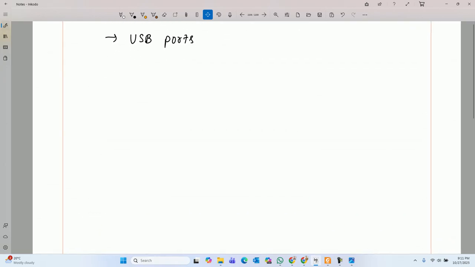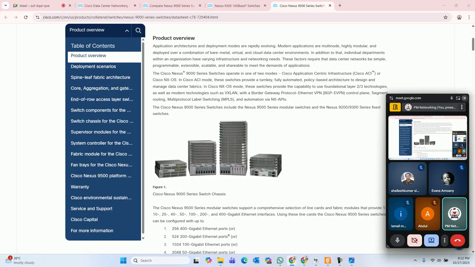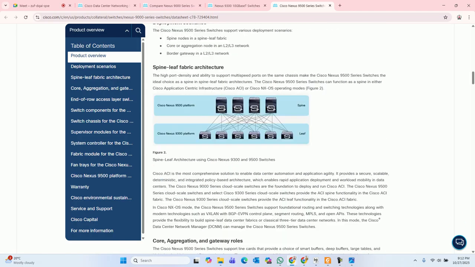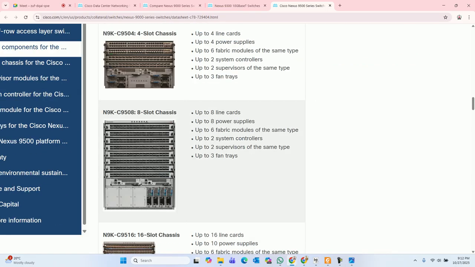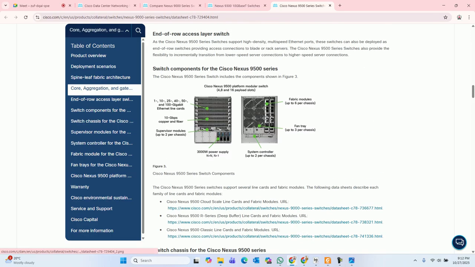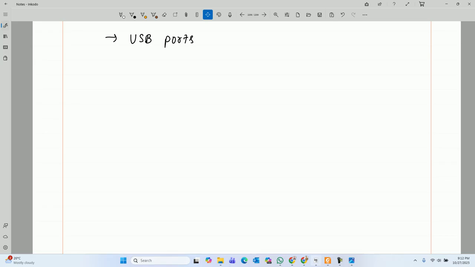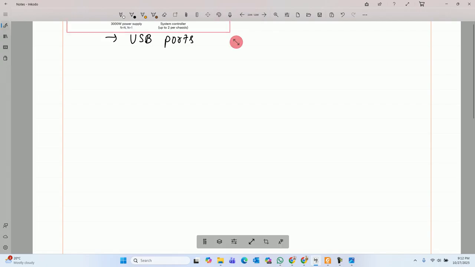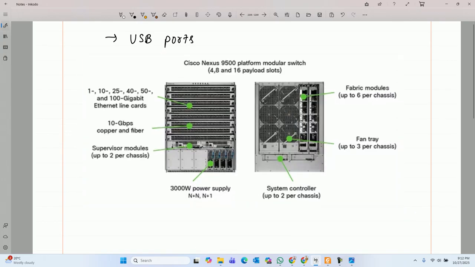Then when we talk about chassis switches, in chassis switches we have a lot of components, guys. If we go to the data guide, the image is not clear enough. Okay, but I hope it's visible, right?